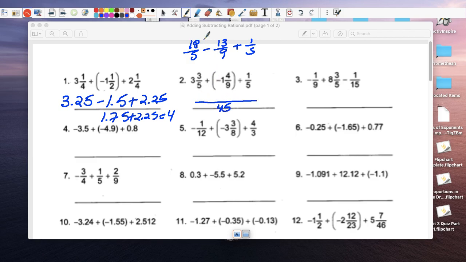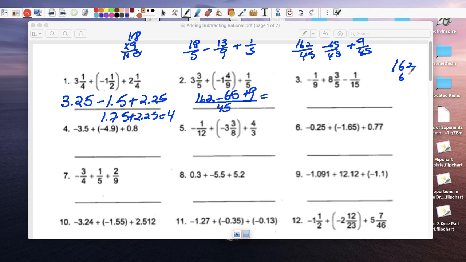And you're going to get 18 times 9, which is 162, minus 65, plus 9. So that's what you have, right? So you can write it like this, or you can write it like this. Okay, it's up to you. So 162 minus 65 is going to be 97, and 97 plus 9 is going to be 106. So that's going to give you 106 over 45, or we can do 2, which is 90, and that's 16 over 45.